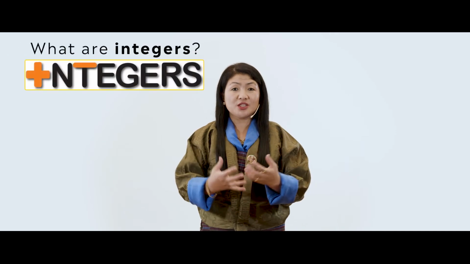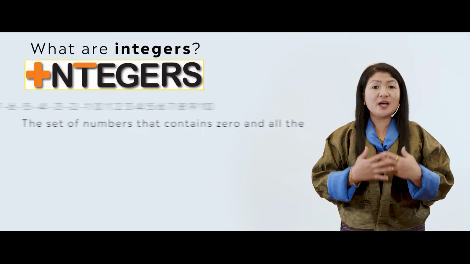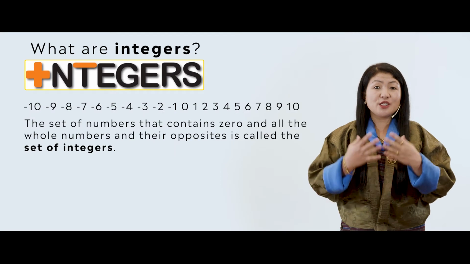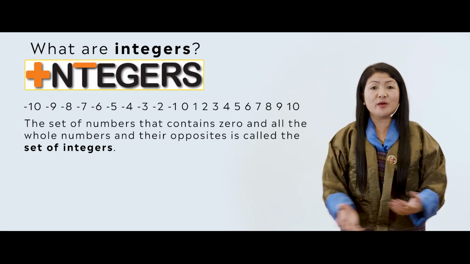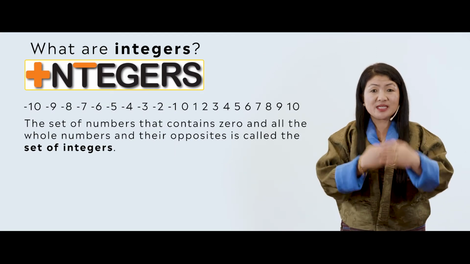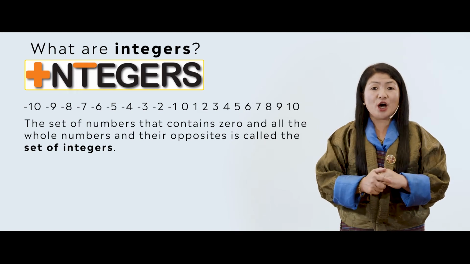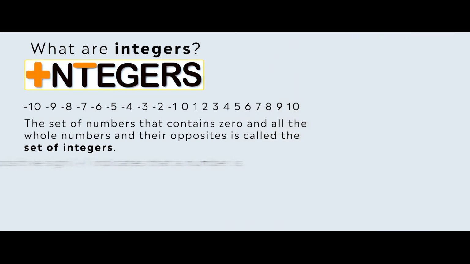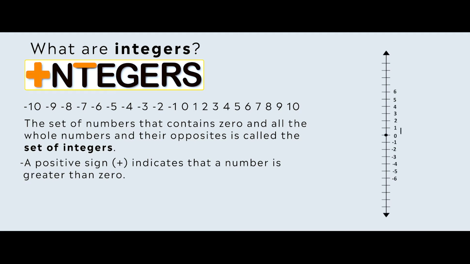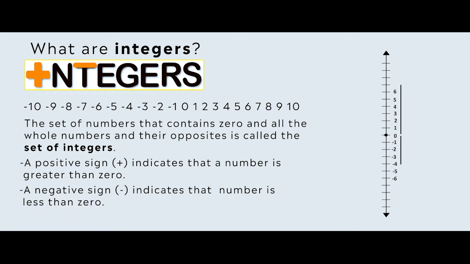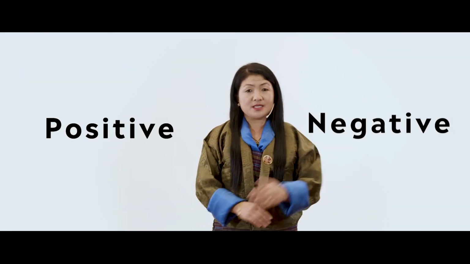First of all, we will look at what are integers. The set of numbers that contain 0 and all the whole numbers and its opposites is called the set of integers. The positive sign indicates that the number is greater than 0 and the negative sign indicates the number is less than 0. 0 is neither positive nor negative.